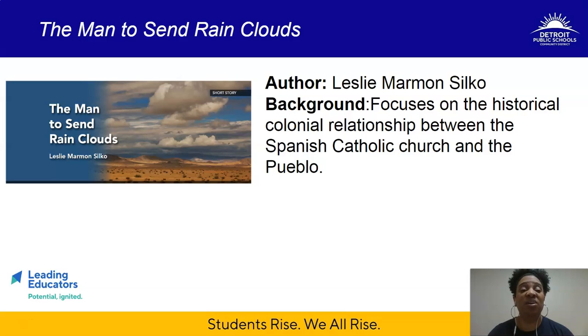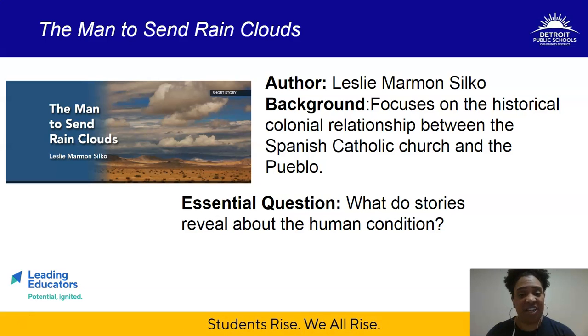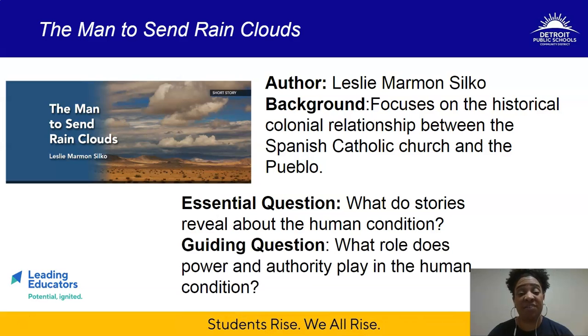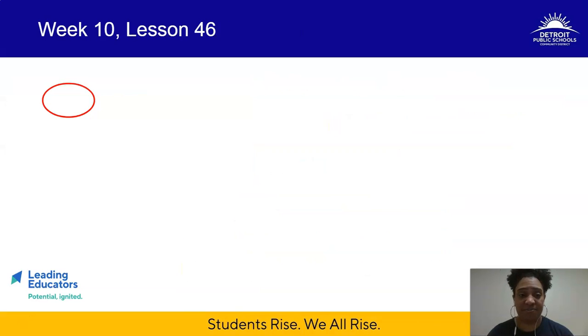and the fact that this story is about two groups of people who have history together, shared history that puts them sometimes at odds with each other as it relates to cultural tension. This text definitely addresses the essential question, what do stories reveal about the human condition, and more specifically, what role does power and authority play in the human condition?